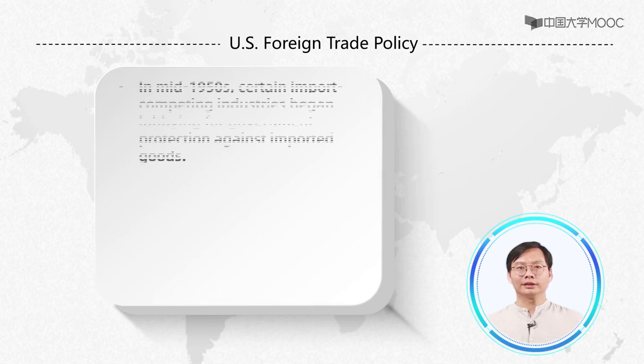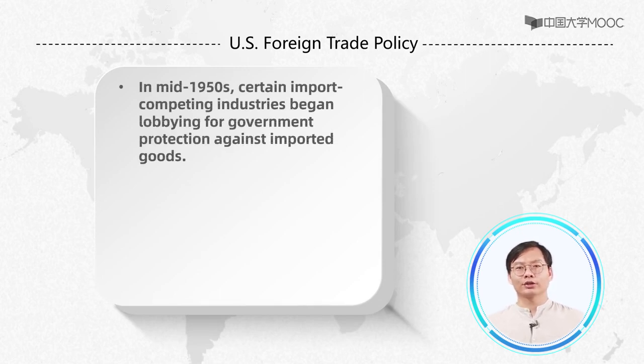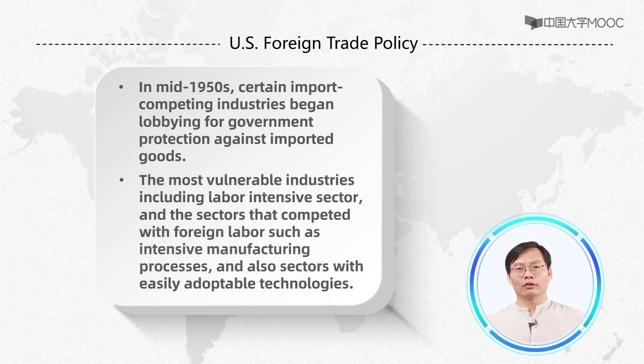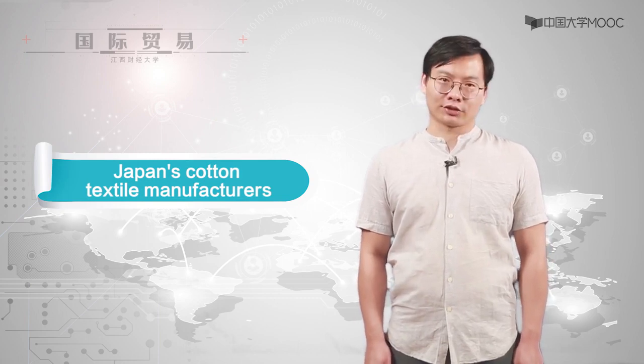First, what is VER? In the mid-1950s, certain import competing industries began to lobby for government protection against imported goods. The most vulnerable industries included the labor-intensive sector and the sectors that compete with foreign labor, such as intensive manufacturing processes, and also sectors with easily adopted technologies.